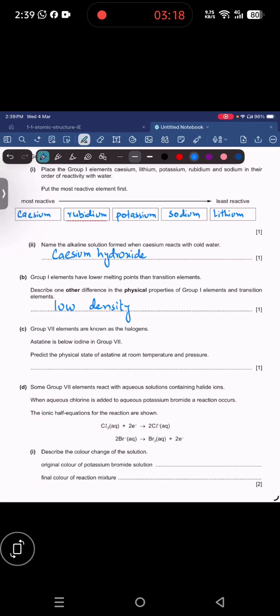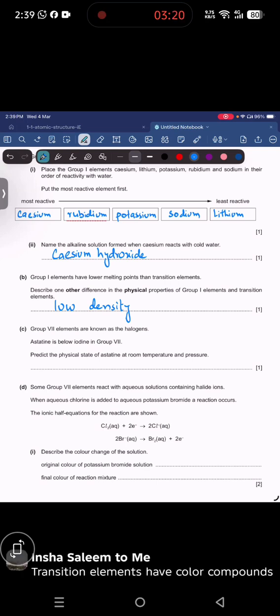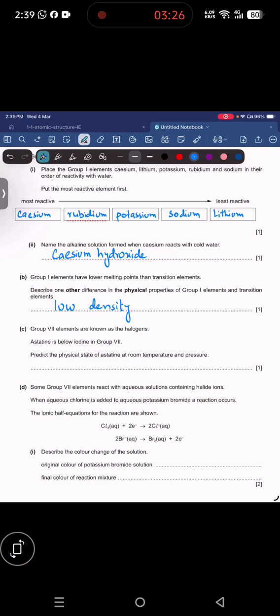Now the next one, group number 7. Insha, I have said that the color of compounds is a chemical property. So they are asking for a physical property here. So the color of compounds is a kind of chemical property.